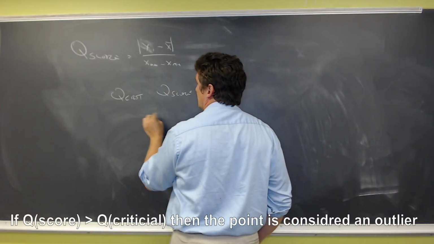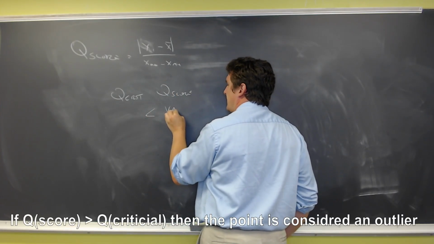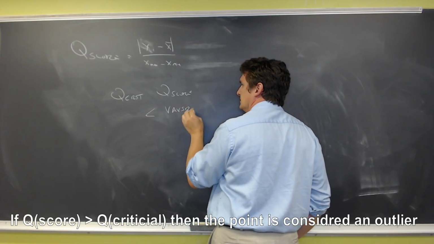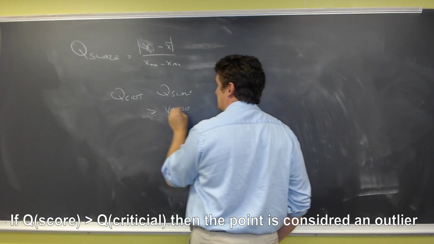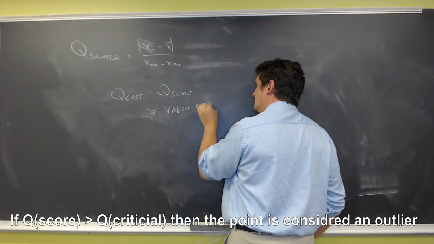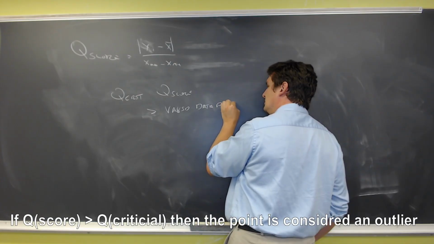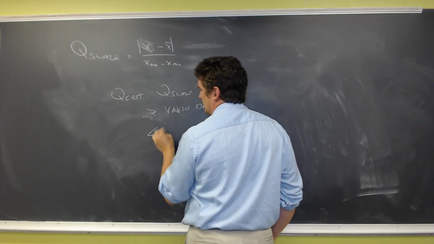So if our Q-score is less than our Q-critical, it is a valid data point. Q-score is less than, this is a valid data point. If our Q-score is greater, this is an outlier.